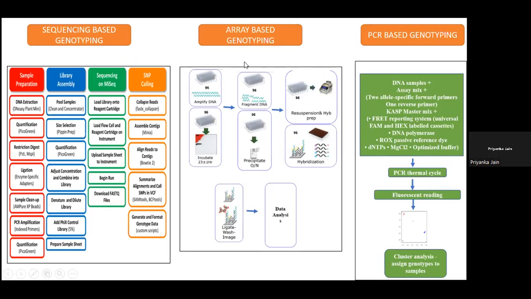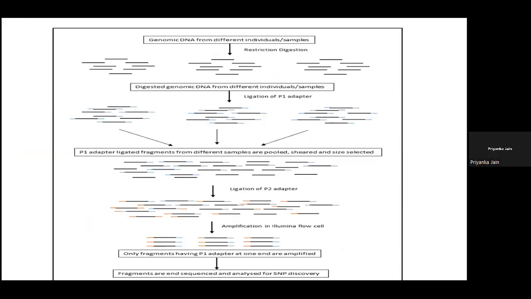This is a microarray based technology. This was the sequencing, and this is a normal PCR which can be run on a normal real-time PCR machine. But this is sequencing based genotyping, which is highly popularly used, and it has two major methods. One is GBS, which is genotyping by sequencing. First I will discuss what is performed in that, and how genotyping by sequencing is different from RADSeq.